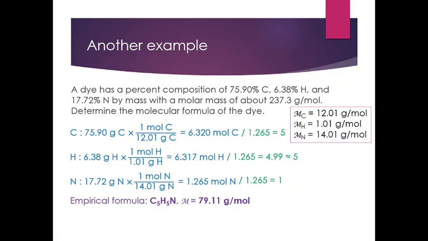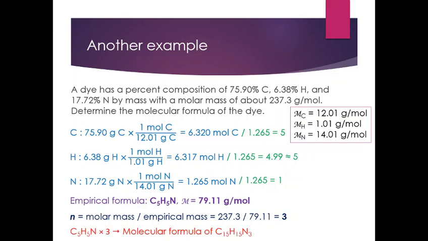So do some math. 237.3 divided by 79.11 comes up very close to 3. The masses are tied to one another by the value of 3, and that means the molecular formula and the empirical formula must also be tied by 3. So your C5H5N now becomes C15H15N3. Do a quick check and make sure your C15H15N3 is close to the mass of 237.3, and hopefully that works out in your favor.